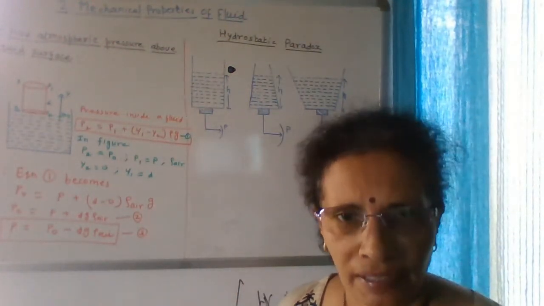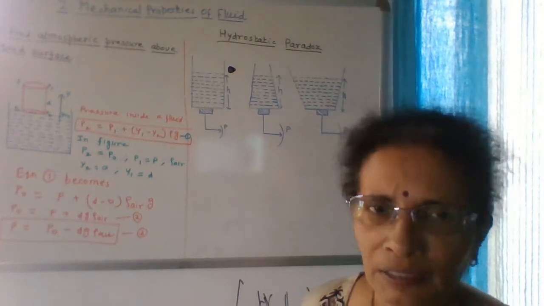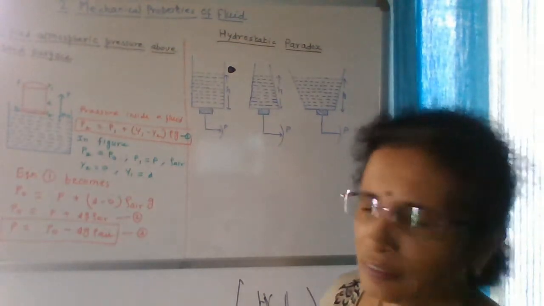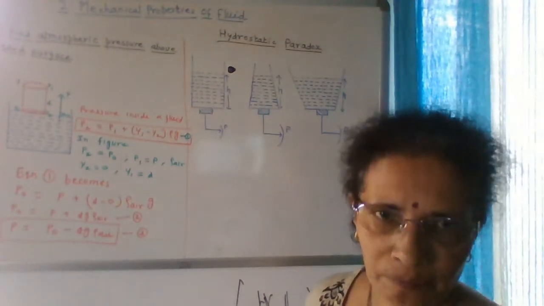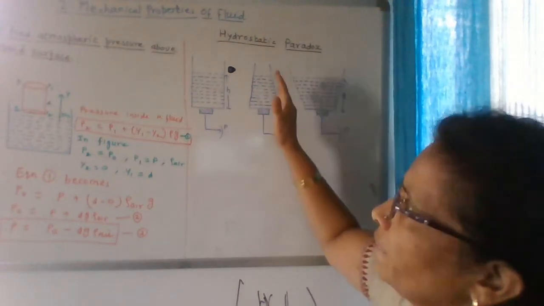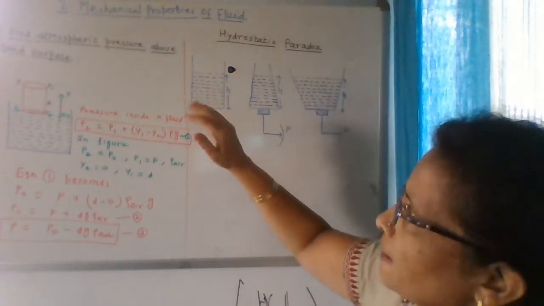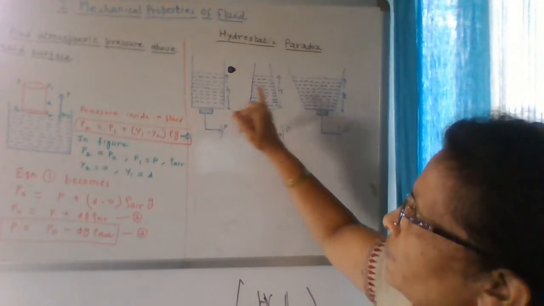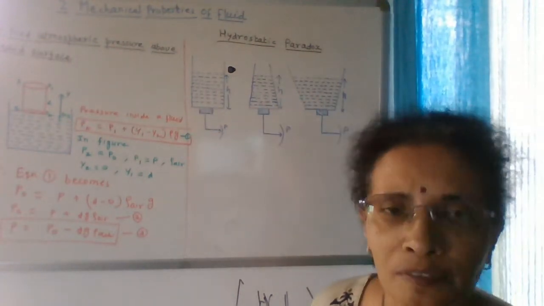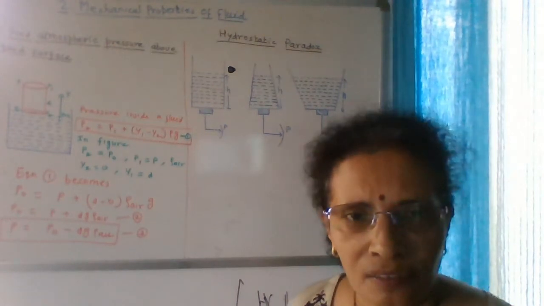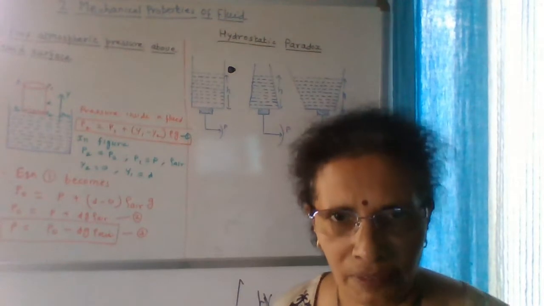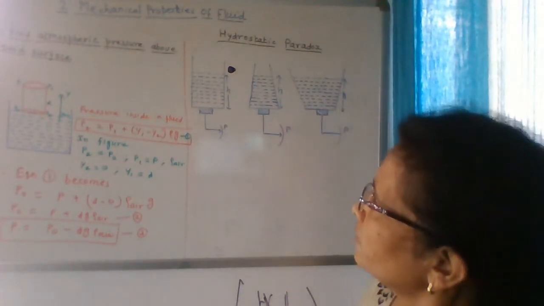But in practice, it doesn't happen. The pressure exerted at the bottom of these containers is the same. If the containers are filled with the same liquid to the same height, then the pressure exerted at the bottom is also the same. And that is called the hydrostatic paradox. Now why does this happen? See the diagram.